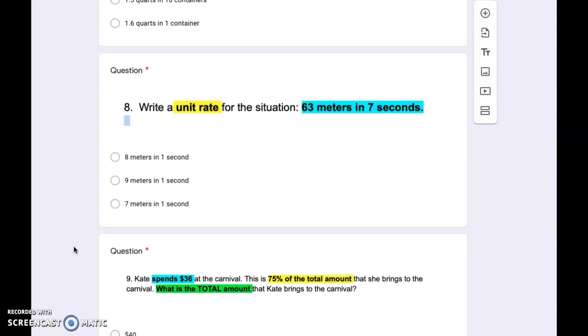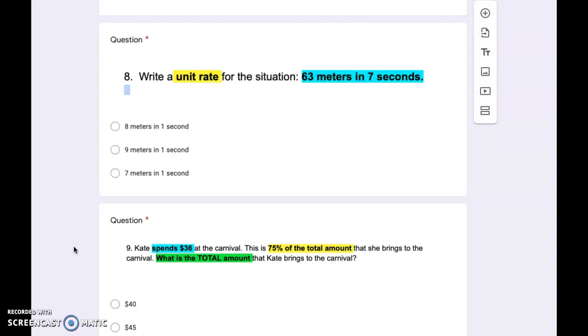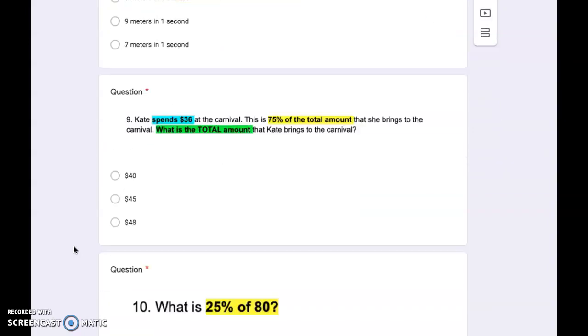Number 8. Write a unit rate for the situation. 63 meters in 7 seconds. So set up your equivalent rates to find out how many meters they travel in 1 second. 8 meters in 1 second, 9 meters in 1 second, or 7 meters in 1 second.